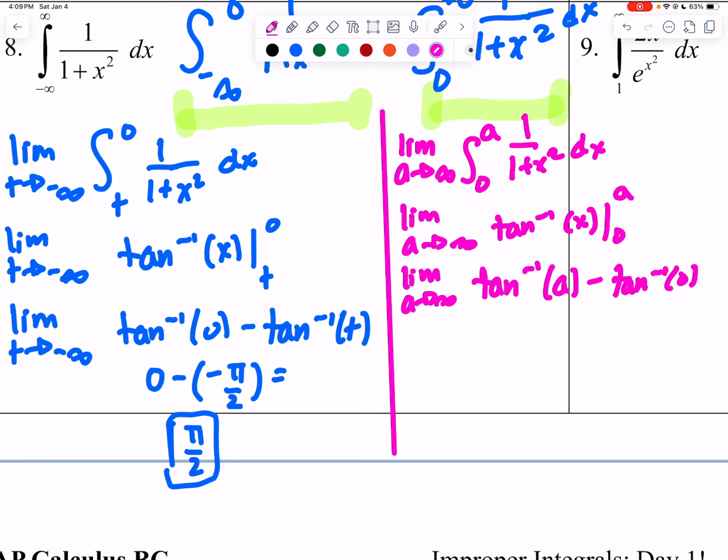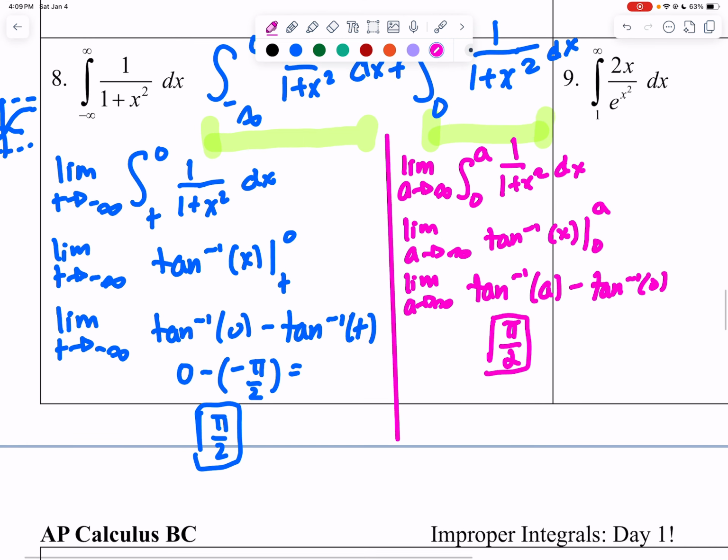We know that here, inverse tangent of a as it approaches infinity will converge to pi over 2. And we know that inverse tangent of 0 is just going to be 0. So that's going to be my second integral. So my first integral was pi over 2. My second integral was pi over 2. If I add them up, then my final answer is just going to be pi. So this is going to be my final answer.